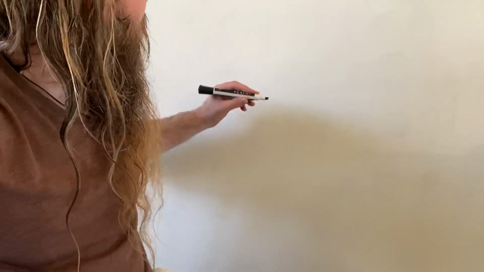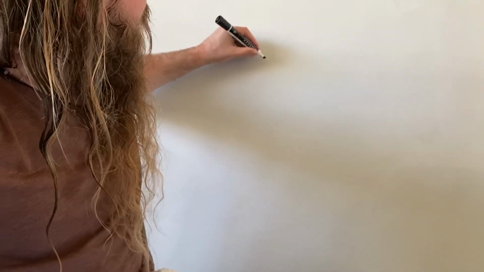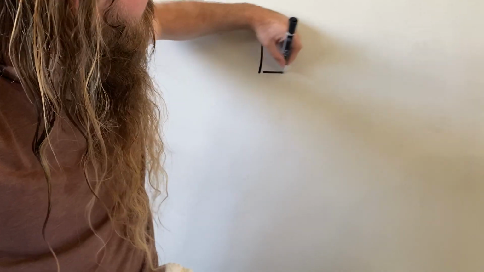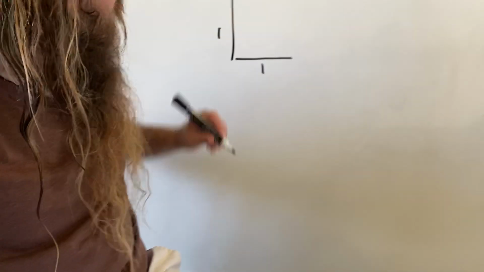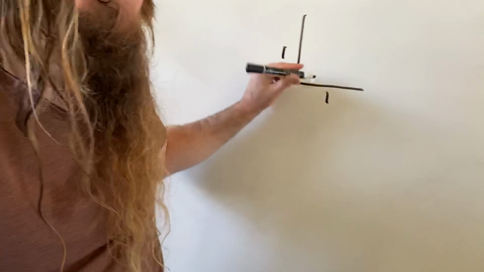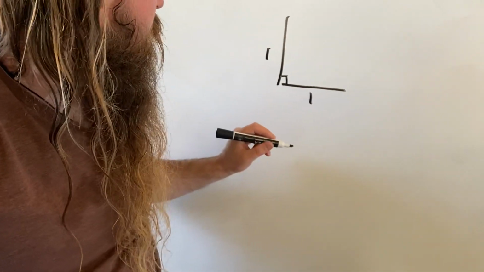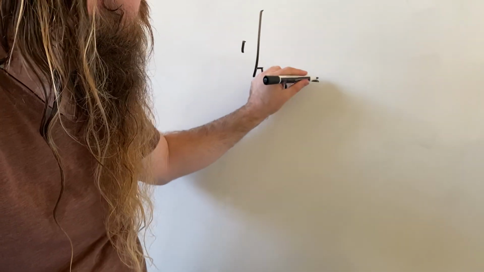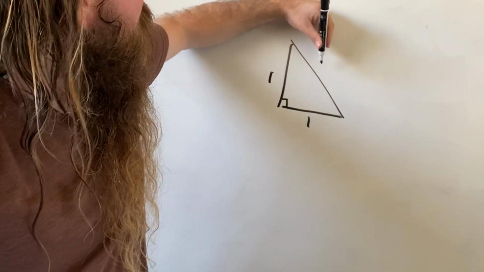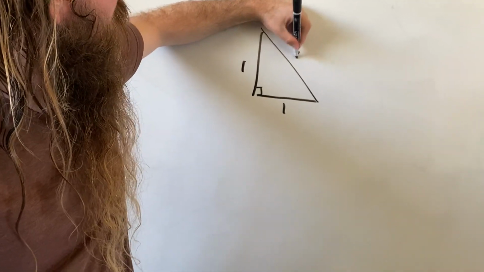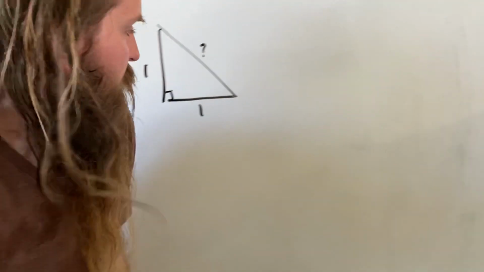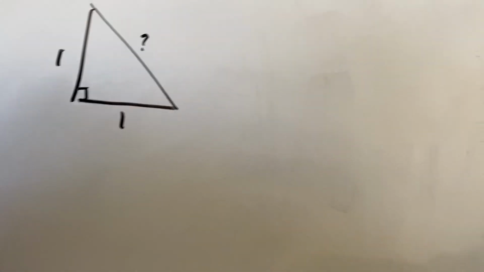So the question is, if we were to know these two sides were 1 and that they are perpendicular, then what is the length of the diagonal here? So let's try and figure this out. Let's take a look at this.